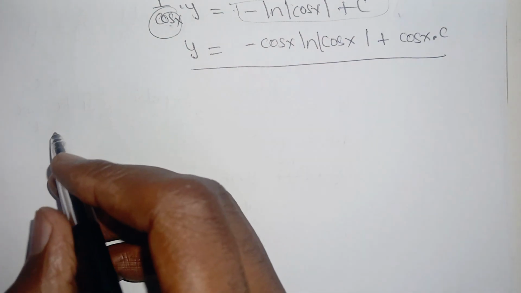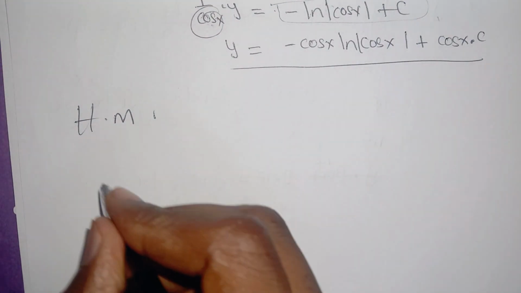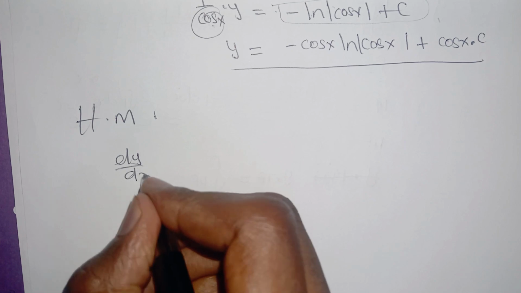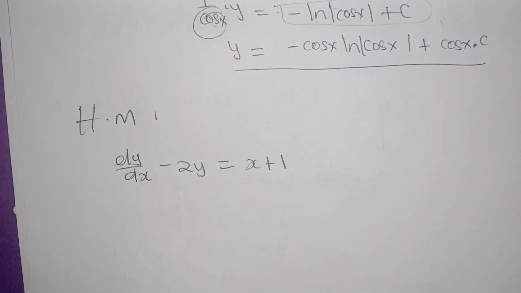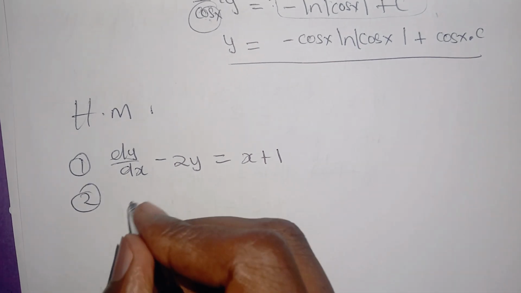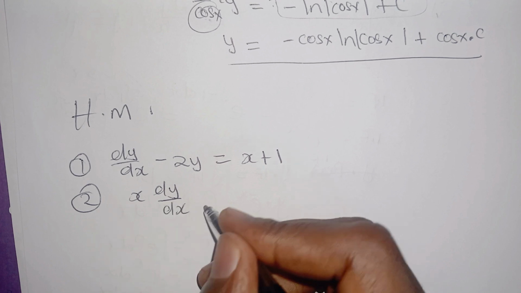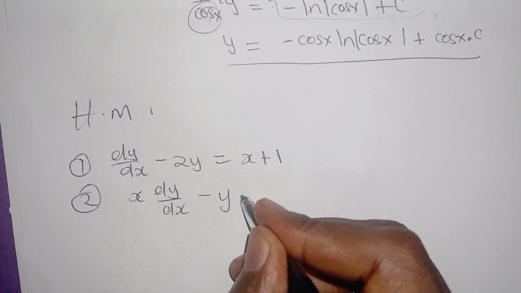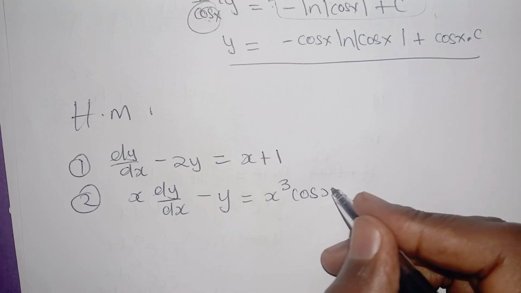So now the homework is: dy over dx minus 2y is equal to x plus 1, right? Then 2x dy over dx minus y is equal to x cubed cos x.